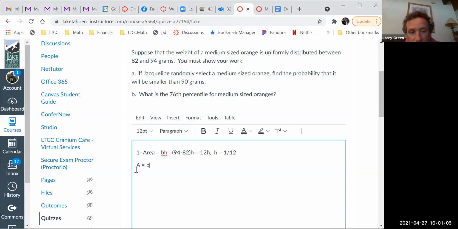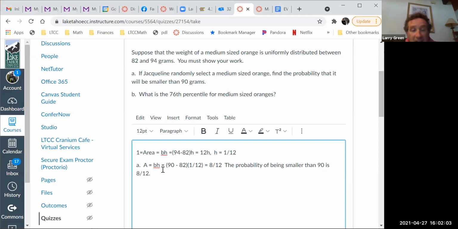Area equals base times height. I always like to start there because that just gets you going. It also gives you some points if you don't know what else to do. Area equals base times height because we have a uniform distribution. The base was the smaller than 90, that went from 82 to 90, or 90 minus 82. The height was 1/12. That is equal to 90 minus 82 is 8 over 12, and you could leave it like that. Let me write down part A: the probability of being smaller than 90 is 8/12.